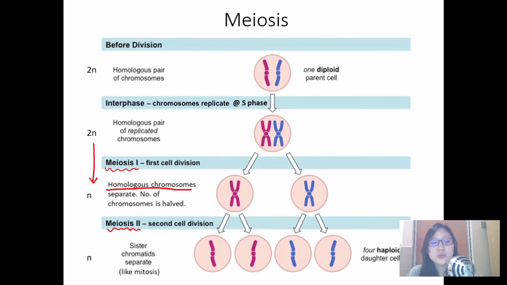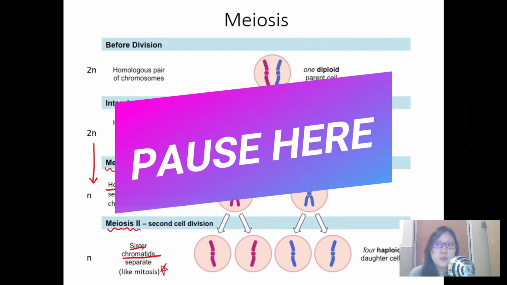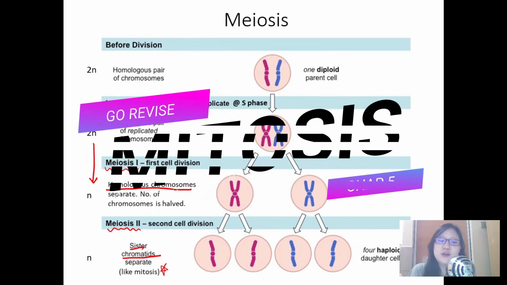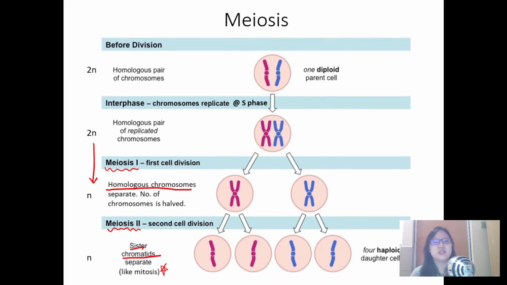And in meiosis 2, what happens is that the sister chromatids are the ones that separate. And this is a lot like mitosis. So if you don't remember mitosis at this point, you should, because you just had your AS. Pause this video and go revise mitosis. It will make your life so much easier.